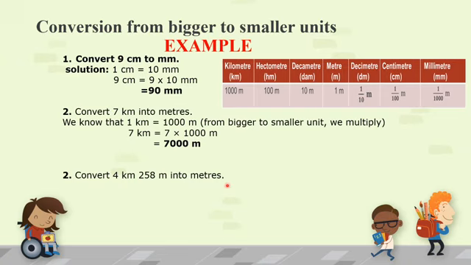Well, solution. Always we have to write solution. So here 4 kilometer 258 meter equals to, first we'll have to put a plus sign between 4 kilometer and 258 meter. Now this is already in meter. We have to convert into meters.